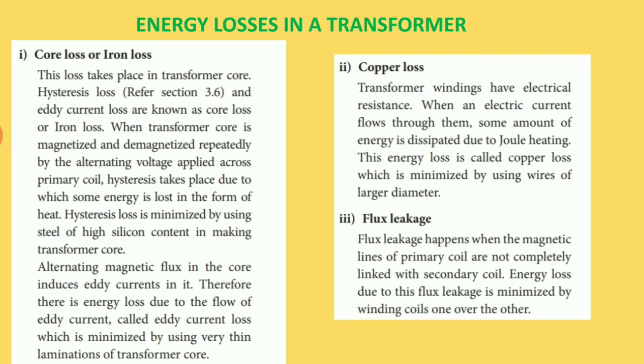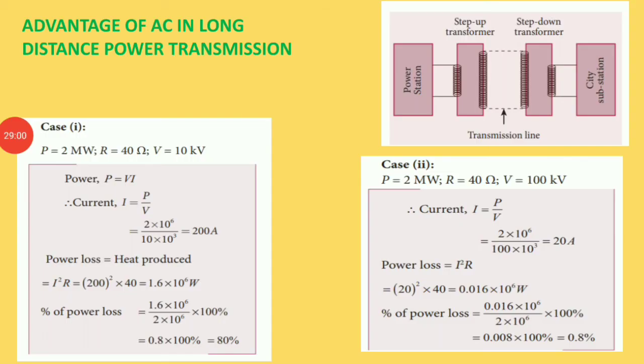Next, flux leakage. Flux leakage happens when the magnetic lines of the primary coil are not completely linked with the secondary coil. Energy losses due to flux leakage are minimized by winding the coils one over the other.